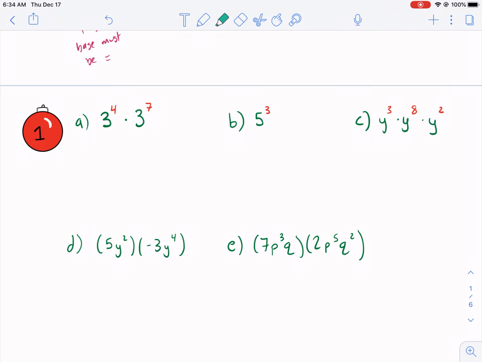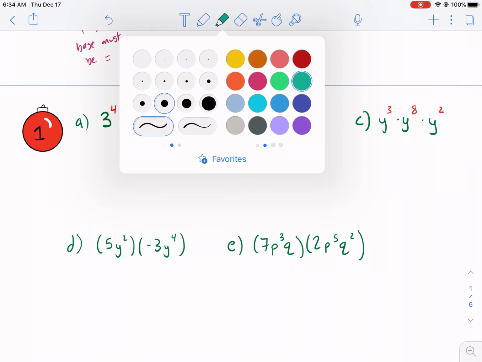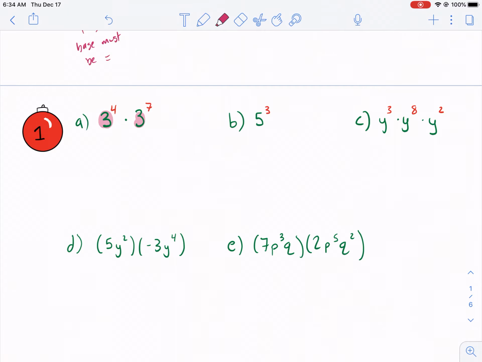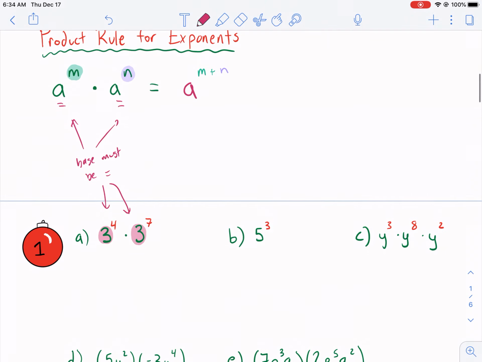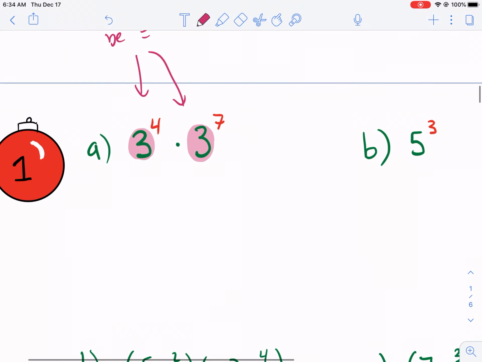Okay, so we have 3 and 3. Guess what? They're the same base. We're ready to roll. You have to have the same base, though. If you do not have the same base, then you can't do it in this fashion where you just add the exponents together. Can't do that. But in this case, we can because the bases are the same.